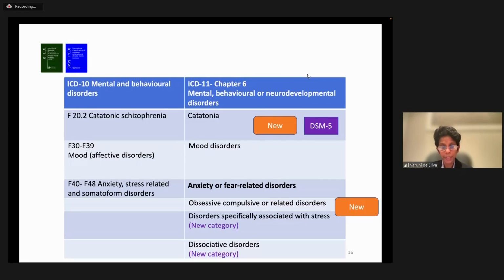The next big category in the ICD-10 is anxiety, stress-related, and somatoform disorders. So this actually encompasses almost all non-psychotic and non-mood disorders which are commonly seen. And I think this is influenced by the concept of psychotic disorders and neurotic disorders. So this category in the ICD-10 is what we used to call neurotic disorders. This has been broken down into several different categories. So the first one is anxiety and fear-related disorders.